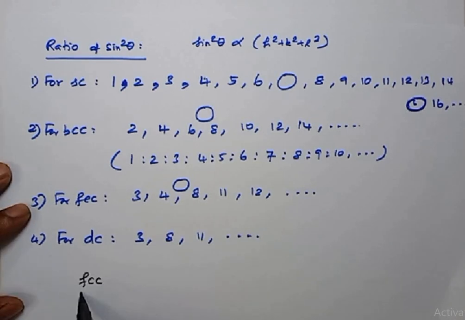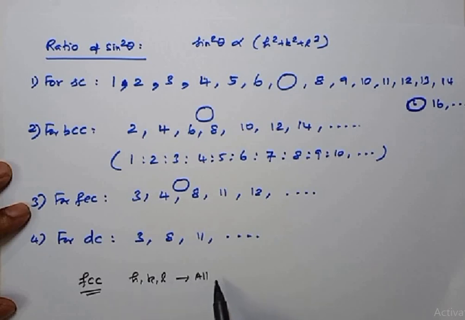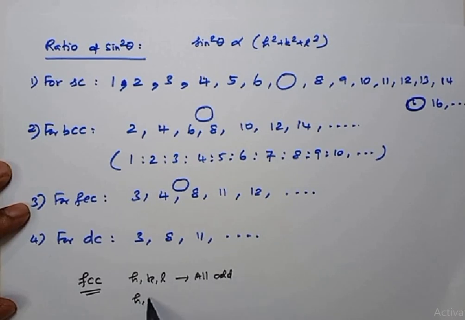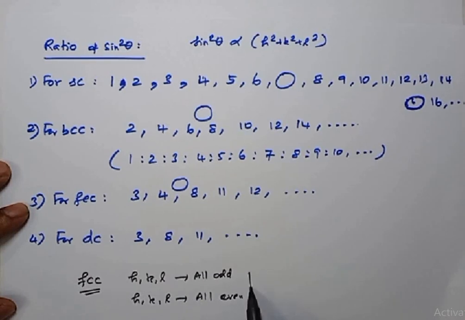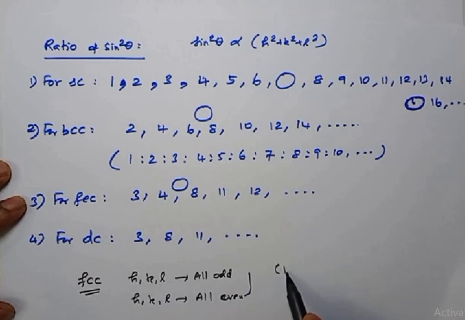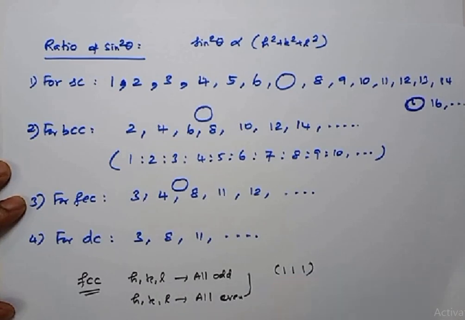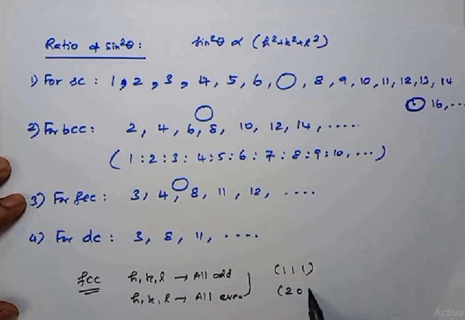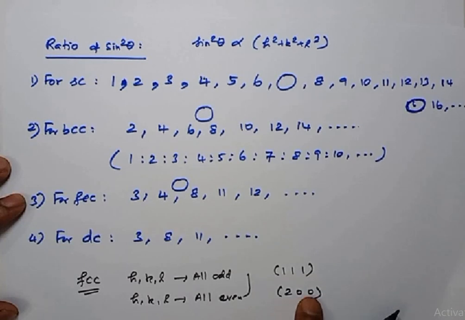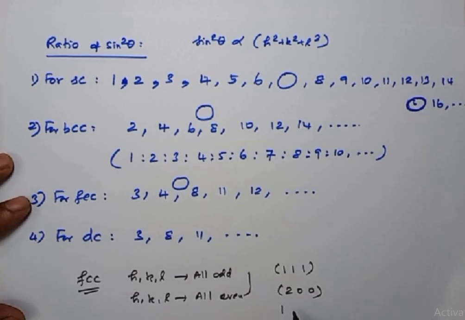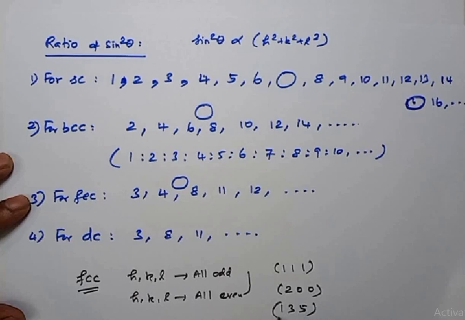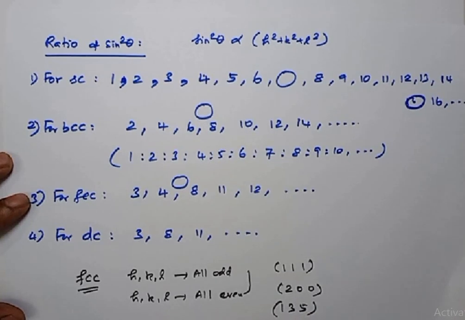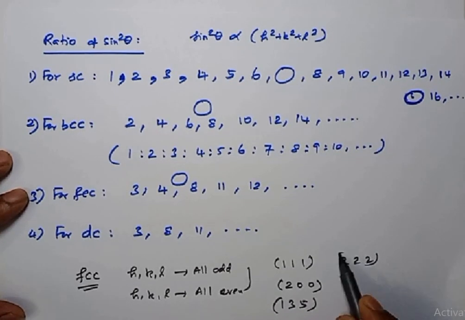For FCC, I have told you the HKL values should be all odd, or all the numbers should be all even. These are allowed. So if you take all odd, means 1, 1, 1, all the numbers are odd numbers. Then 2, 0, 0, all the numbers are even. I told you 0 is also even. Then 1, 3, 5, all the numbers are odd. Then 2, 2, 2, all the numbers even.